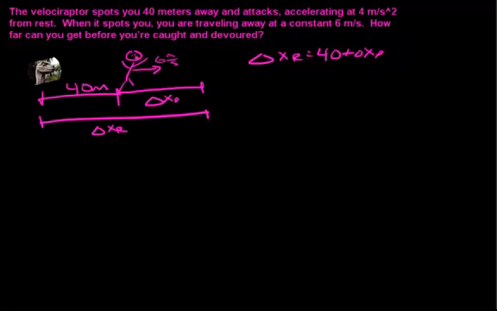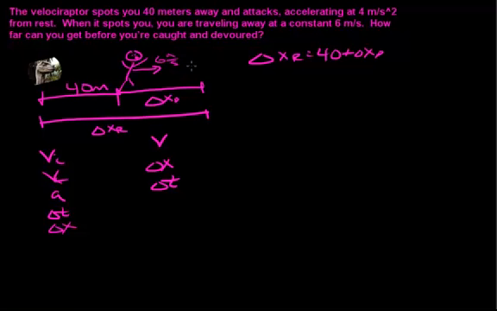Alright. Now we don't know much about the problem yet, so let's write down what we do know. First of all, the velociraptor is accelerating, so I'm going to write down all 5 variables for her. And you are traveling at a constant velocity, so I'm only going to write down 3 variables for you.